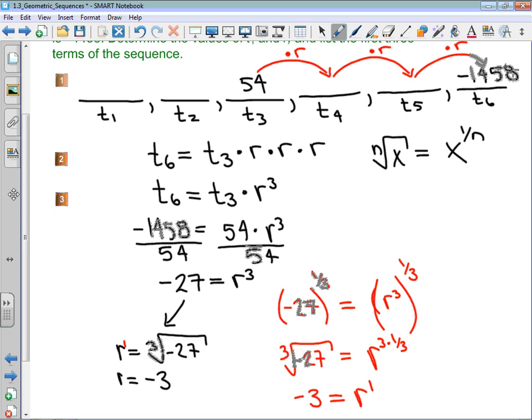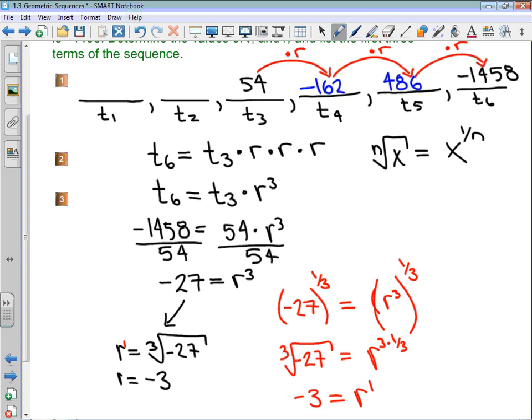and I could actually just start multiplying by negative 3. So 54 times negative 3 would give me negative 162. Negative 162 times negative 3 would give me positive 486. Guess what 486 times negative 3 is? And it's worth checking really quickly. 486 times negative 3 is negative 1,458.